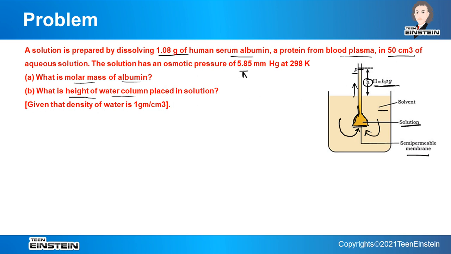So here we have to use this equation. You have to understand this picture first, otherwise we will not be able to understand why this relationship is there. Pi equals CRT, which you already know, but it is also equal to H rho g. If there is a problem where you have to find the height of water or height of solvent, you have to use this equation.